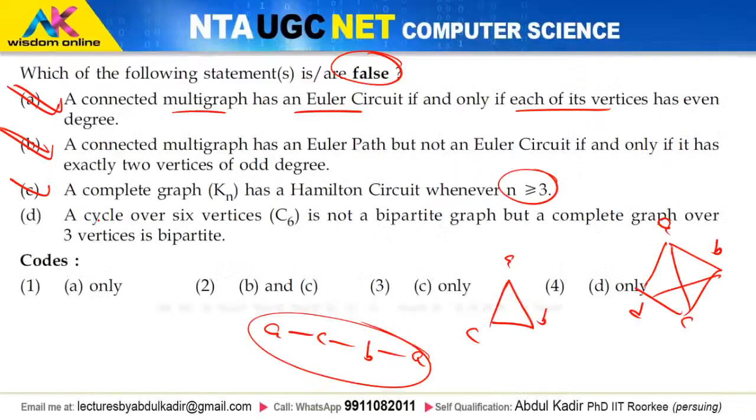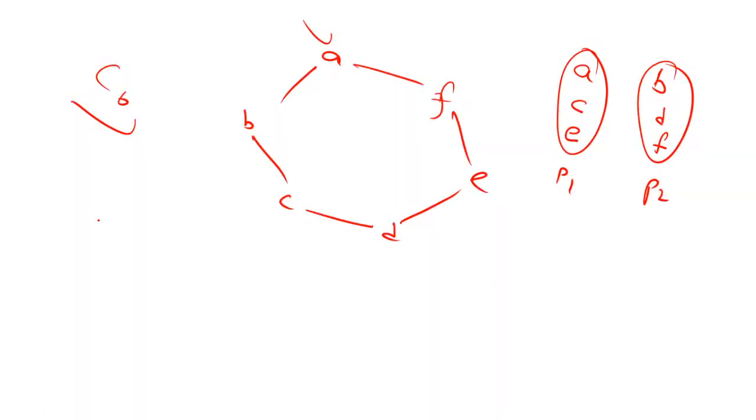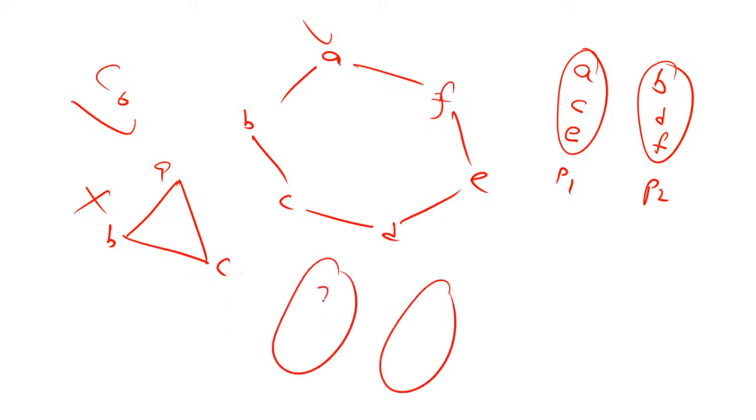Now in the next statement he is saying that a complete graph over 3 vertices is bipartite. Complete graph on 3 vertices. This is not bipartite because, for example, take A, B, C. Now try to make it bipartite. Let's assume this is partition 1 and partition 2, and you put A in partition 1.